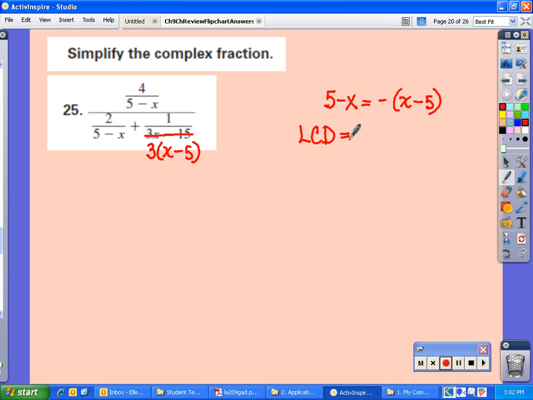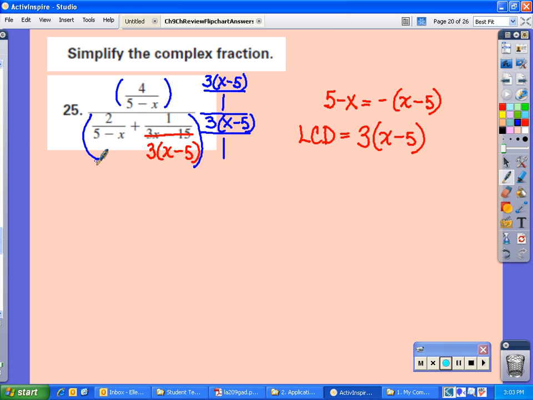So the LCD, we're going to have the 3, and then we're going to use the x minus 5. In places where we multiply through by that and we have the 5 minus x, what will happen is that we're just left over with a negative. You'll see what I mean. So on top, we're going to multiply through by 3 times x minus 5 over 1. And on the bottom, we're going to multiply by 3 times x minus 5 over 1.